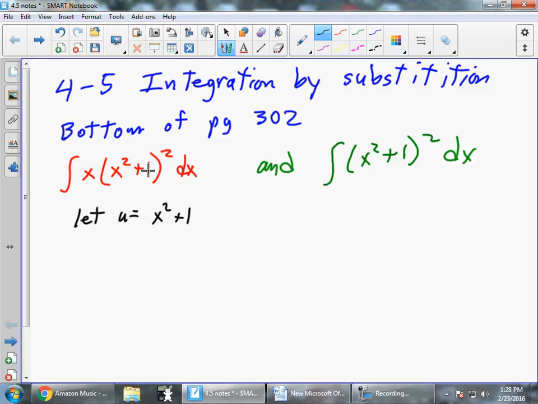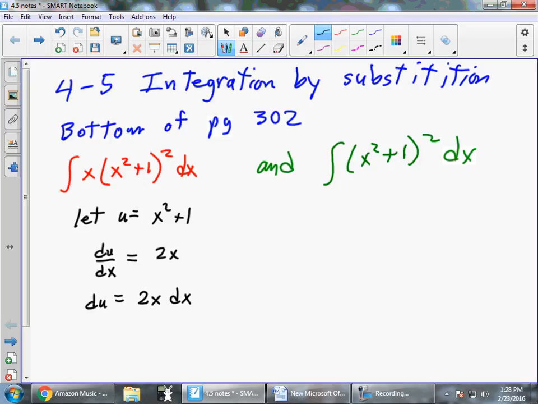And you've all read this, but we'll go through it together. So du, the derivative of u with respect to x, would equal what? 2x, good. And then we would say that du equals 2x dx. So far, so good?